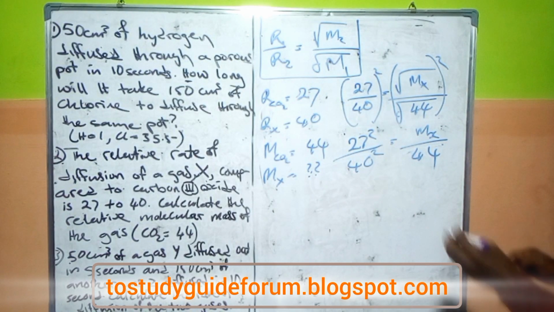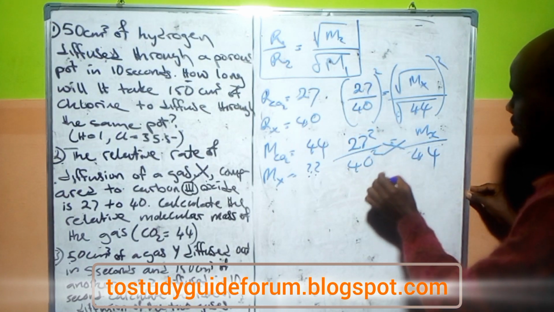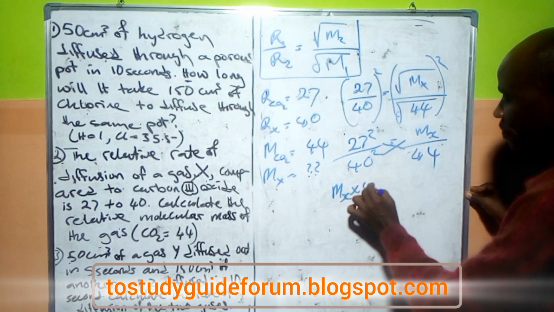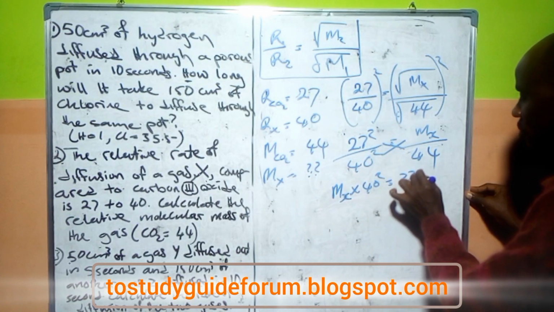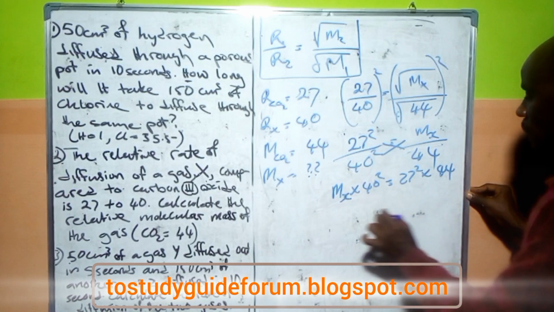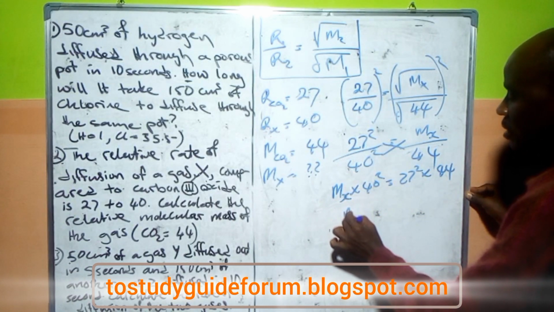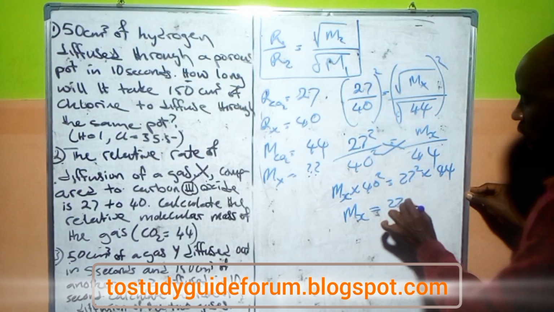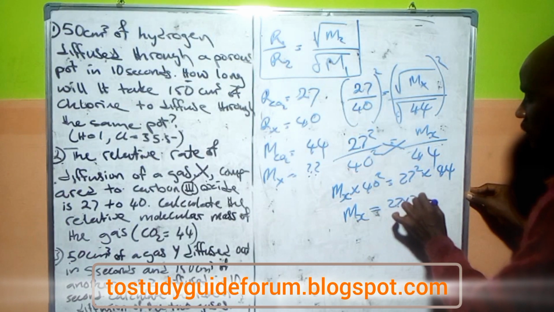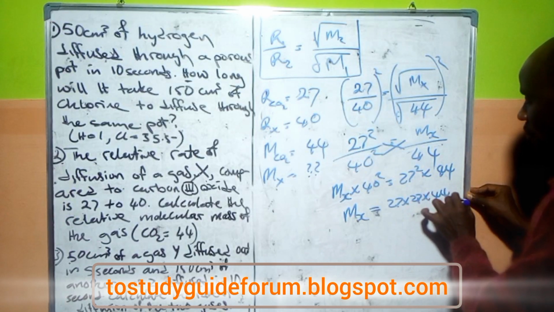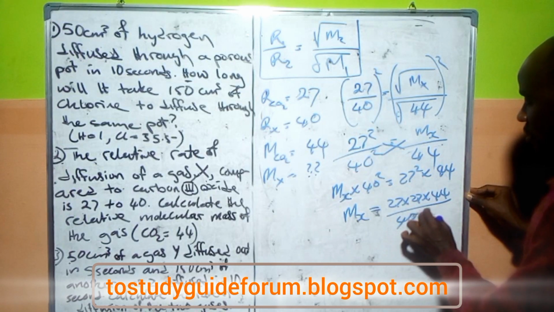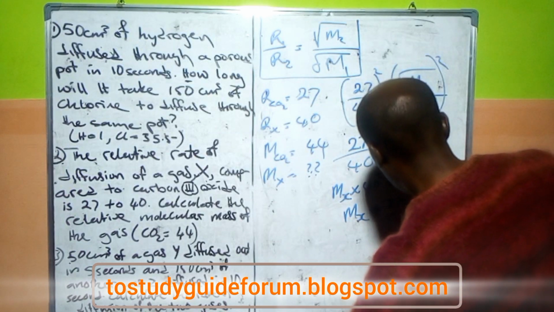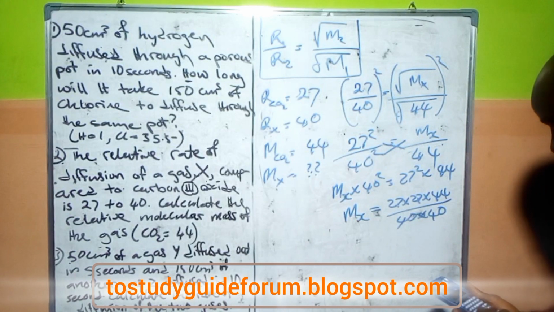Then cross multiplying, what we will have is relative molecular mass of that multiplied by 40 squared equal to 27 squared times 44. Then making the relative molecular mass of the gas X the subject of the formula, we have 27 times 27 times 44 all over 40 times 40. So that's what we are going to be working with. Let's see how far we can go with this.